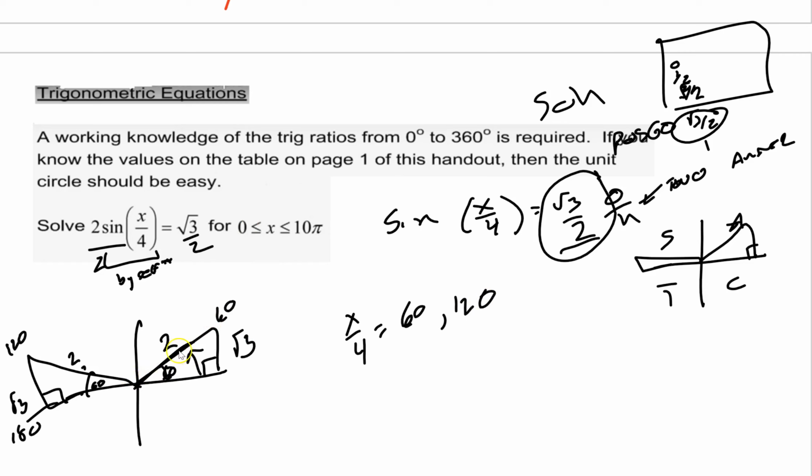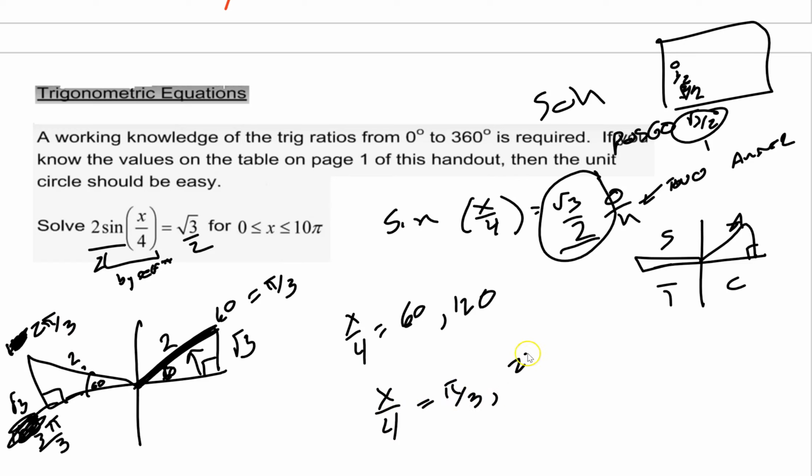So in radians it's memorization. 60 is the same thing as pi over 3. This would be pi over 3. So this is pi. Common denominator is 3 over 3. And you're 1 short. You haven't got there yet. You're 1 away from that. So 2 pi over 3. So my answers are x over 4 equals pi over 3 and 2 pi over 3.